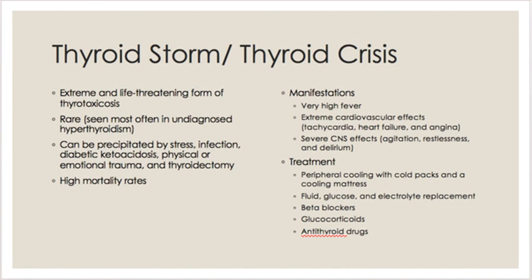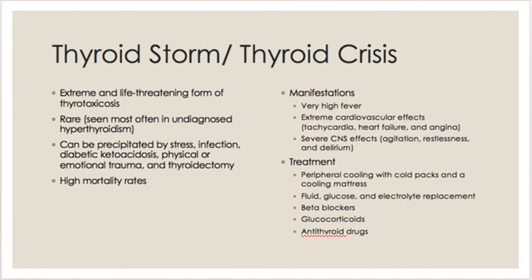So a little more on the thyroid storm or thyroid crisis. Again, it's extreme form of thyrotoxicosis or hyperthyroidism. It is life-threatening. It is pretty rare, so usually seen in undiagnosed hyperthyroidism or people who do not treat their hyperthyroidism. It can be precipitated by stress, infection, diabetic ketoacidosis, physical or emotional trauma, and during a thyroidectomy. There are high mortality rates associated with this, so it's something you really want to prevent.